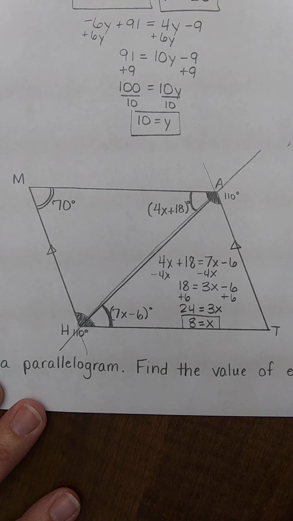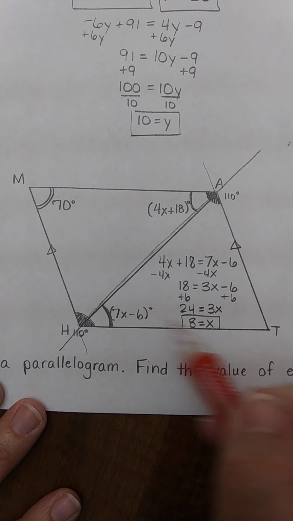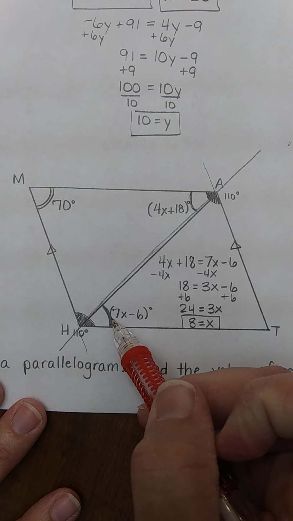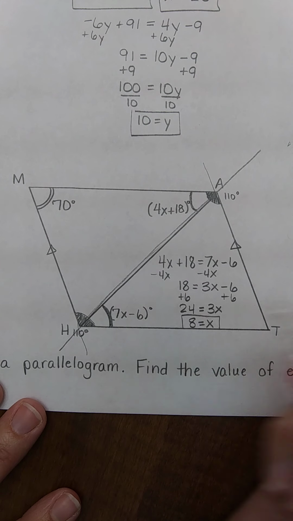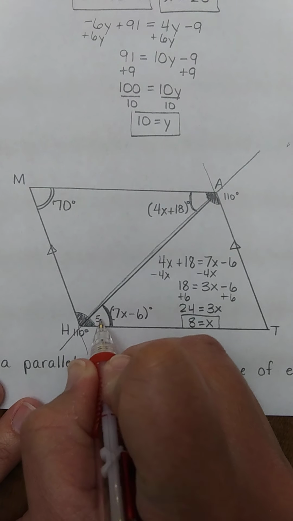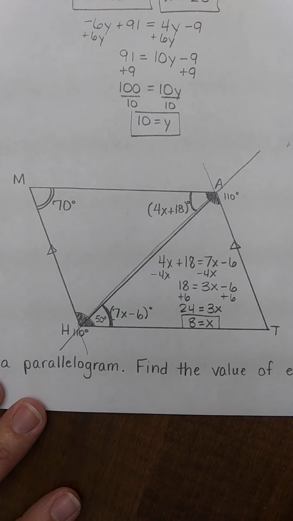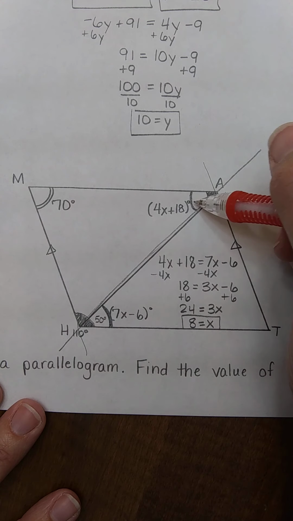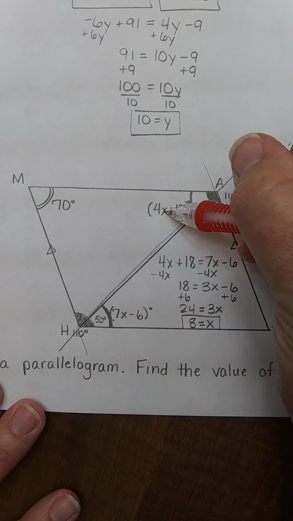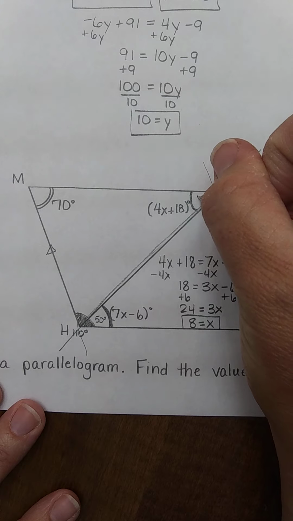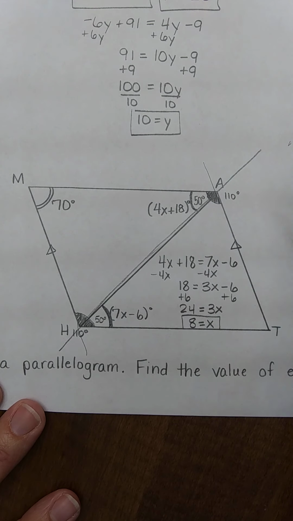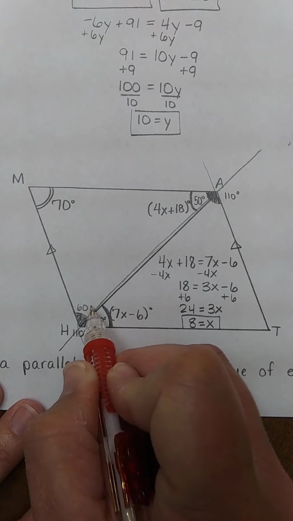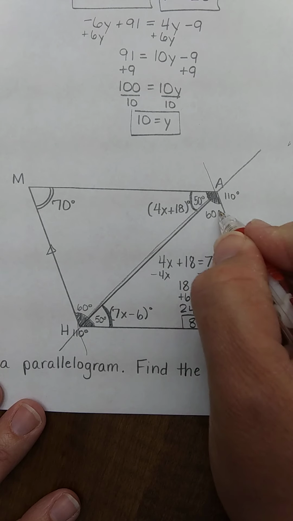Now if I had been asked to do anything else, I could take that x, I could plug it in. 7 times 8 is 56, 56 minus 6 is 50, so that part of the angles needs to be 50. The same thing should happen up here. 4 times 8 is 32, 32 plus 18 is 50. Now I also would know then that this part has to be 60 degrees, right? It's not cut in half.